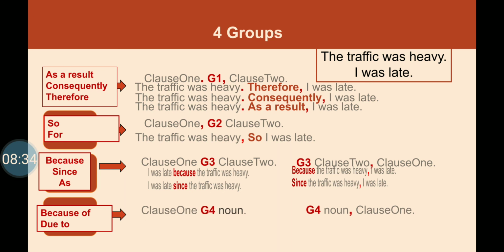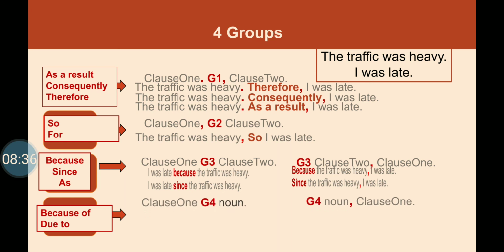So let's connect the two ideas here. The traffic was heavy. I was late. What do we need after G4? A noun. Can you say "because of the traffic was heavy"? No. What's the noun of "the traffic was heavy"? Because of the heavy traffic. Or because of the traffic.